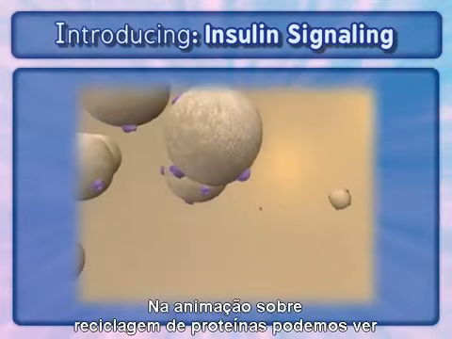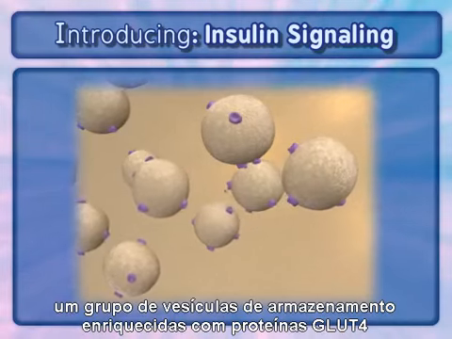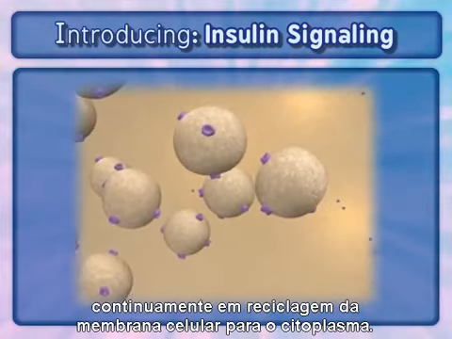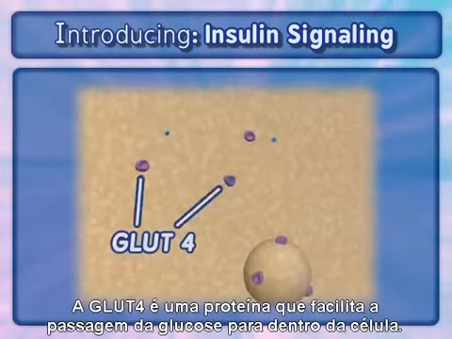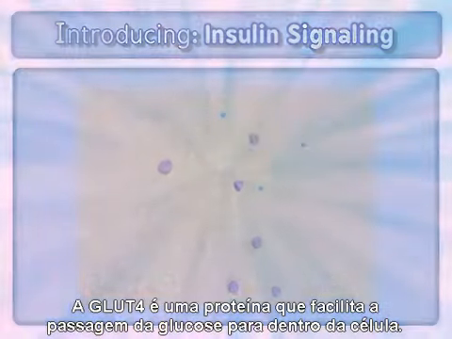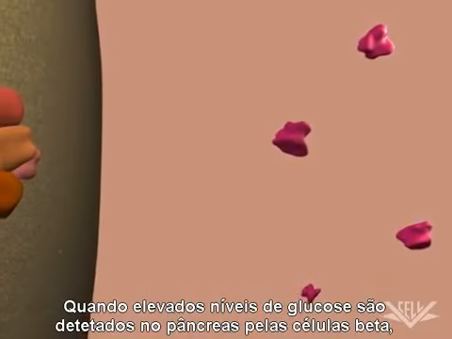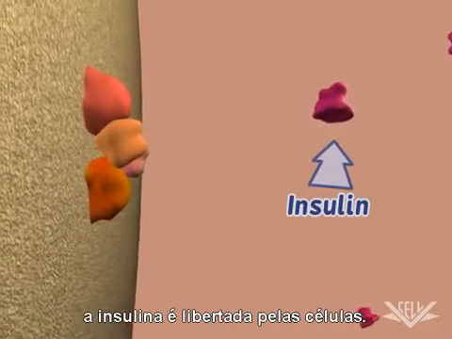In the protein recycling animation, we see a group of storage vesicles enriched with GLUT4 proteins continuously recycling from the cell membrane to an inactive location in the cytosol. GLUT4 is a protein that facilitates the movement of glucose into the cell. When high levels of glucose are detected by beta cells in the pancreas, insulin is released by the cells.